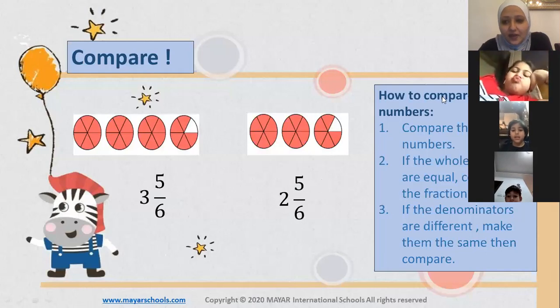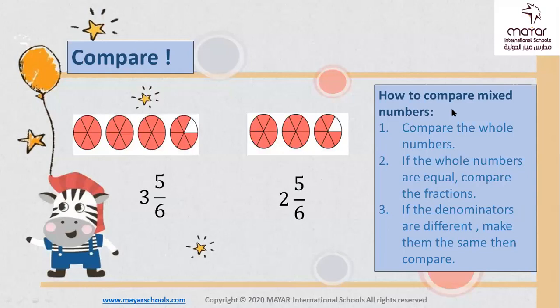Okay, great. Now, the steps for comparing mixed numbers: we first compare the whole numbers. If the whole numbers are equal, compare the fractions. If the denominators are different, make them the same. Let's start with the first step. Here, compare the whole numbers. What's the whole number here and what's the whole number here?